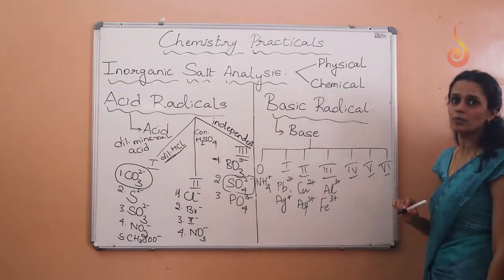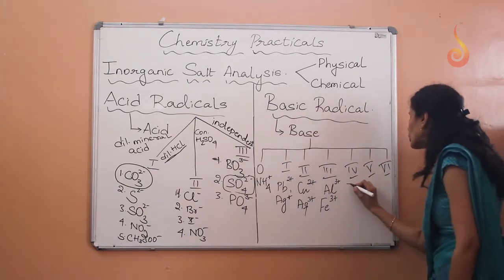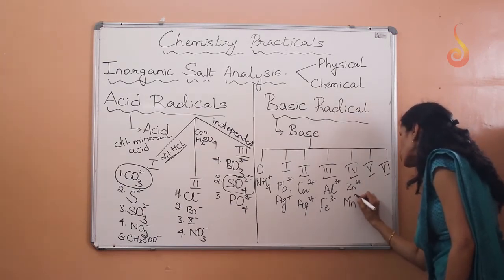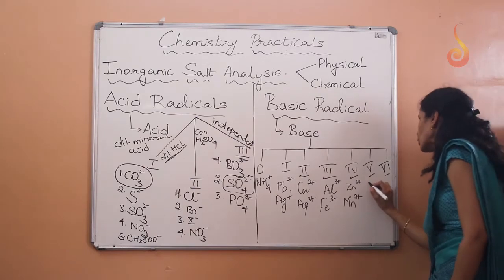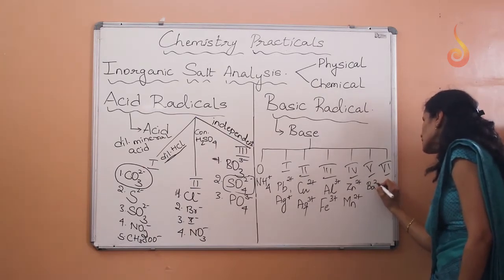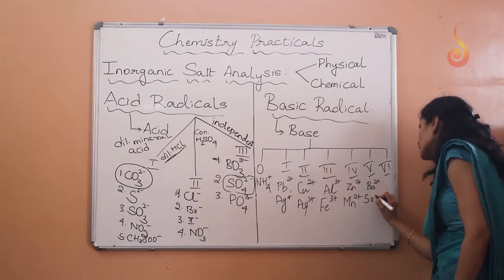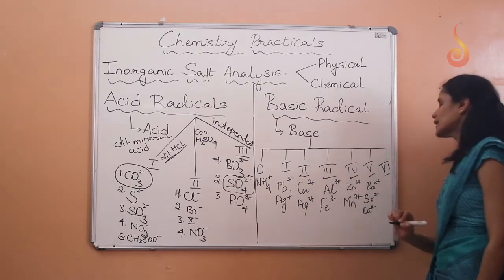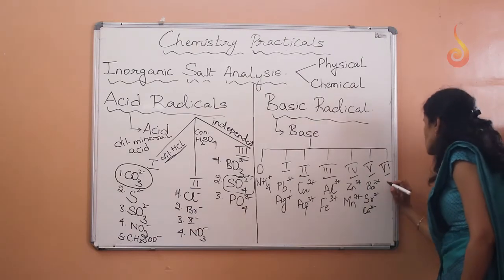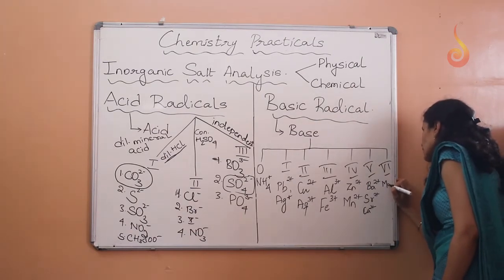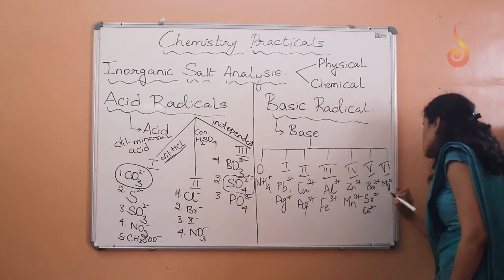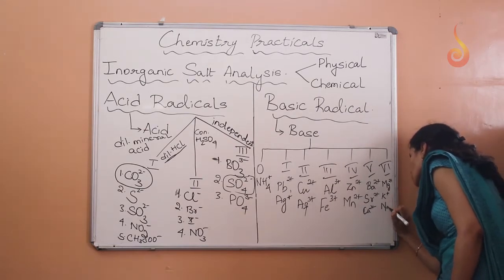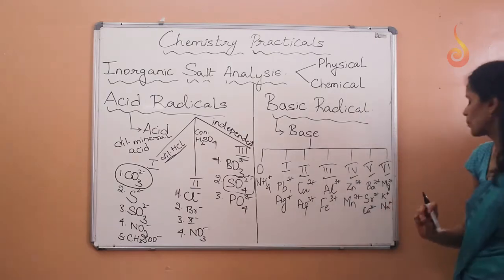Aluminium and Fe3+ ion. Then in fourth group we have Zn2+ ion and Mn2+ ion. Then in fifth group we have 3 radicals: barium ion, strontium ion, and calcium ion. And in the last group we have another 3 radicals: Mg2+ ion, potassium ion, and sodium ion, Na+ ion.